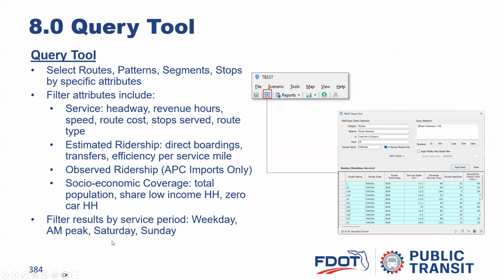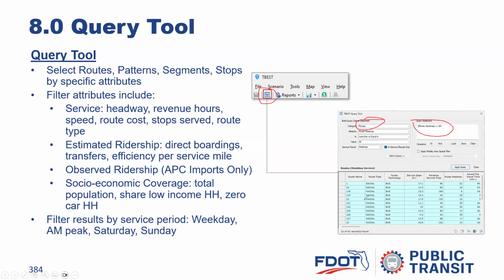Okay, so you launch the tool through this query tool button on the main TBEST toolbar, and it launches where you can construct and build a query statement, and the query statement executes. In this case, it's route headway that's less than or equal to 30 against the routes, and it will select all of the routes that meet that criteria.